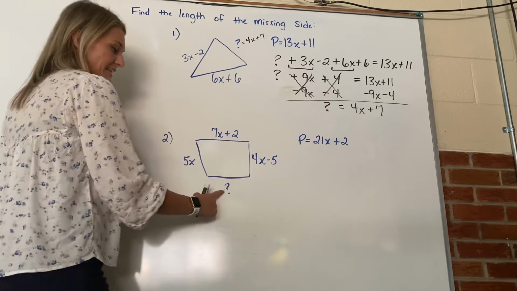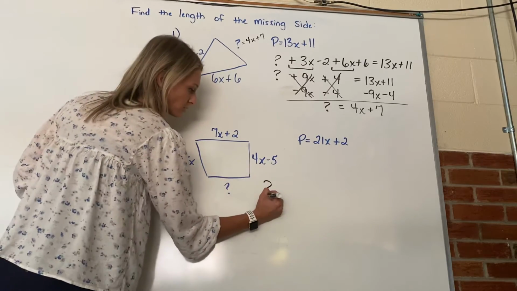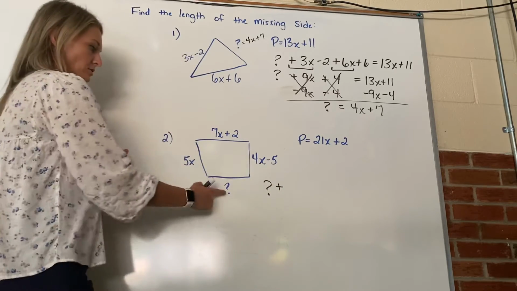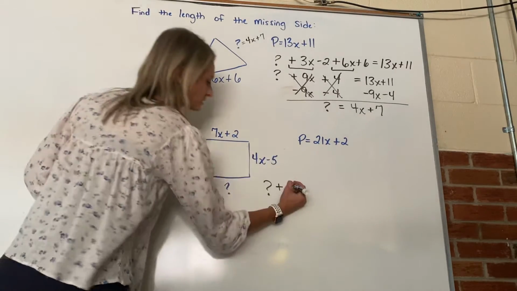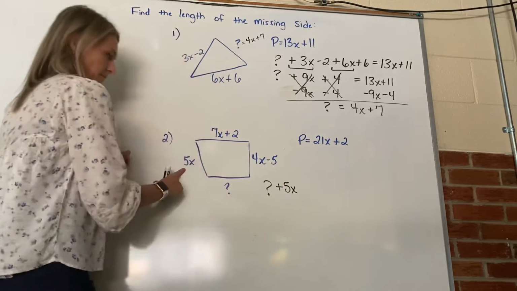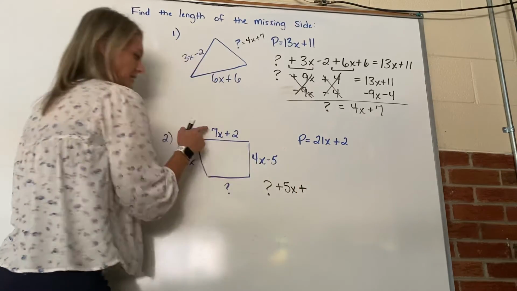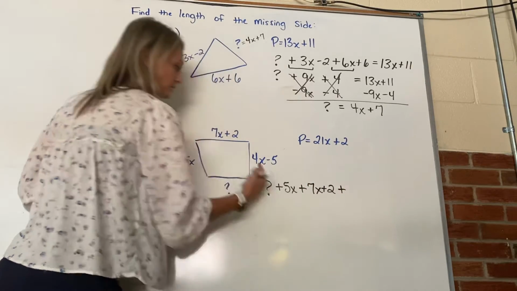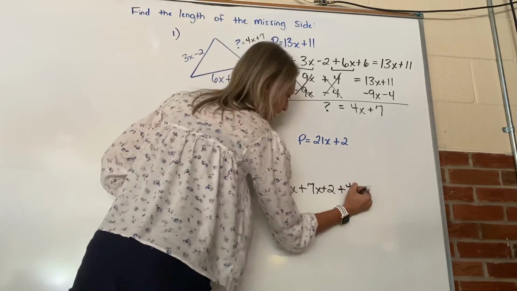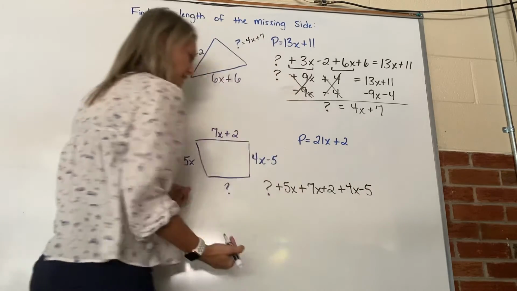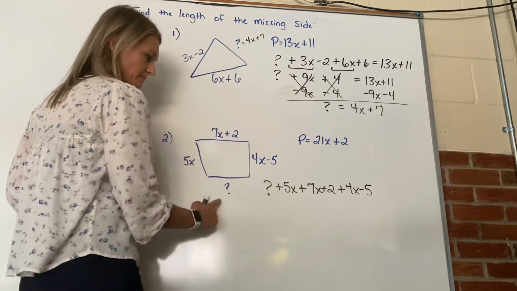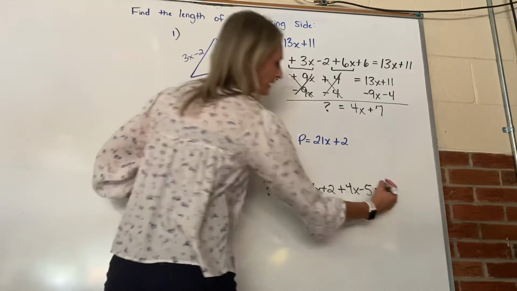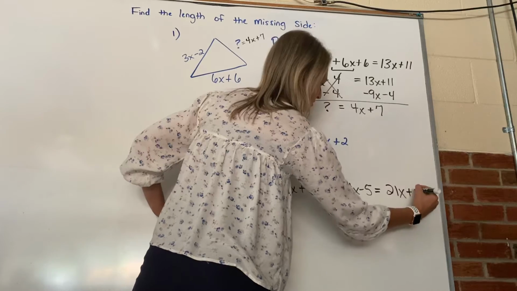So I'm going to, again, start with my little question mark. So I take that side that I don't know about, plus all the other sides. So I'm going to just add up all the other sides. So plus 5x plus my 7x plus 2, that side right there, plus my 4x minus 5. So make sure you add up all of your sides. Make sure you don't miss one. Okay, if I add up all of them, it should equal 21x plus 2.